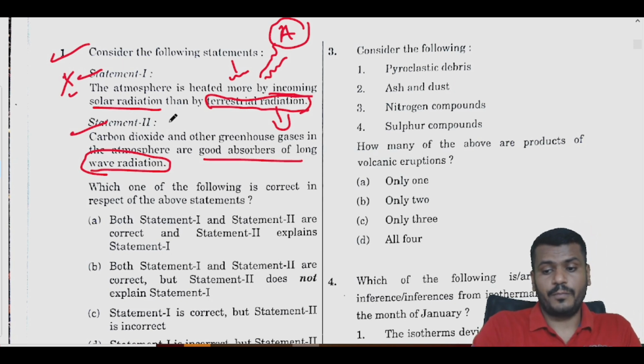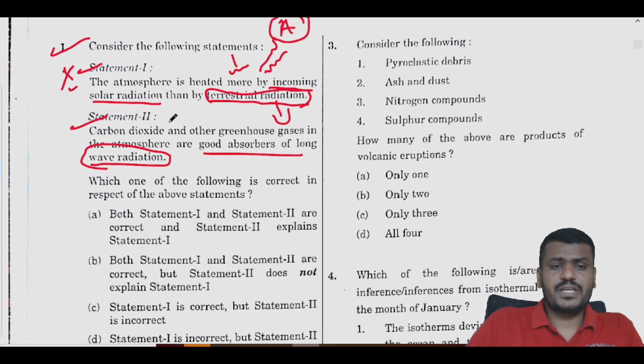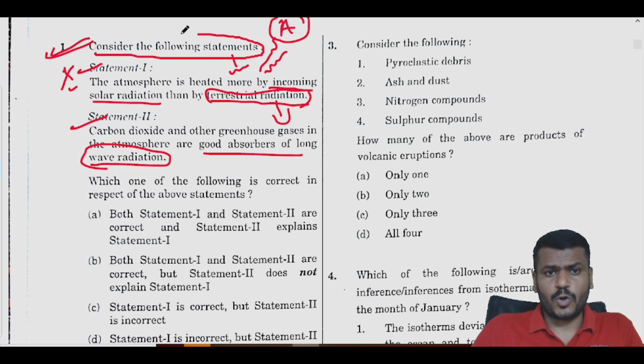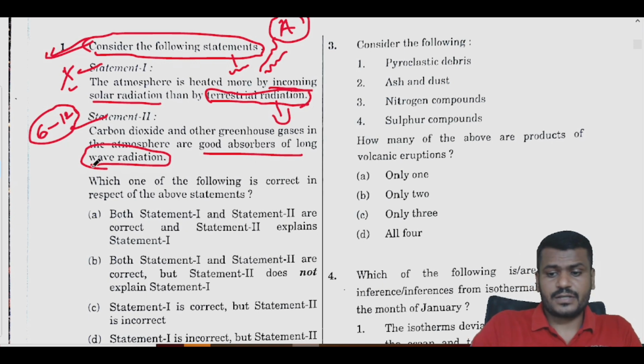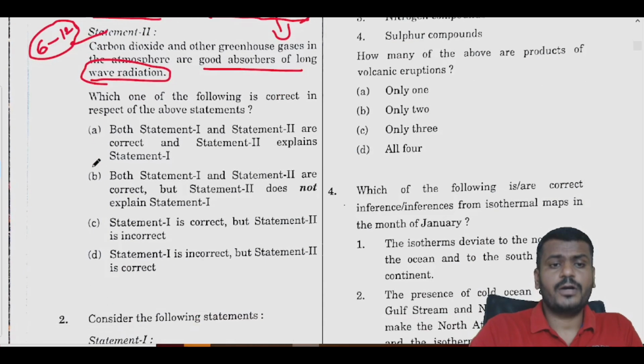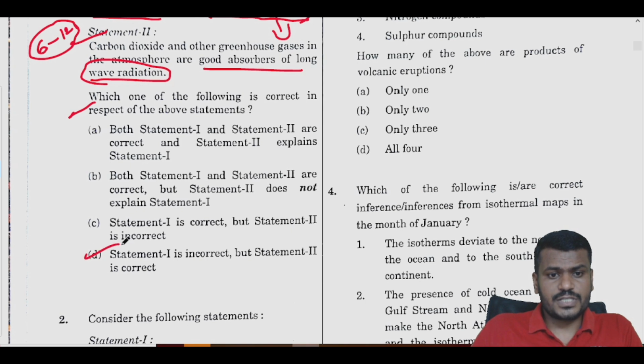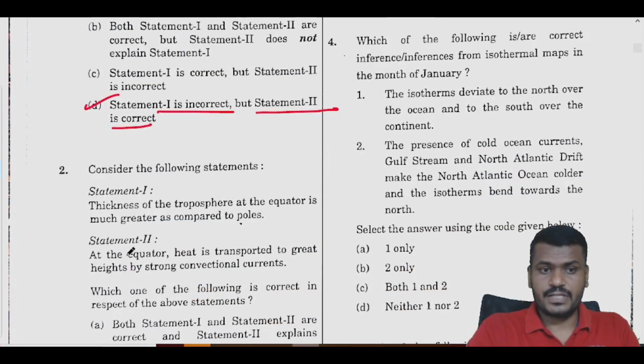Read the question properly, and this is basic NCERT. You can answer this question by reading your geography NCERT. I always suggest students read the 6th to 12th geography NCERT, they are very helpful, and all these statements come from there. If you look at the options, definitely option D: the first statement is incorrect and the second statement is correct. So the first answer, D, is the right one, friends.